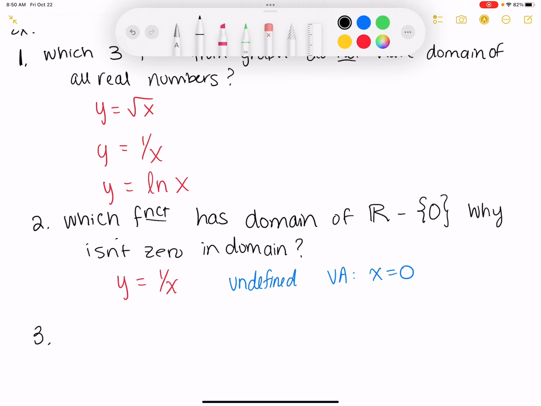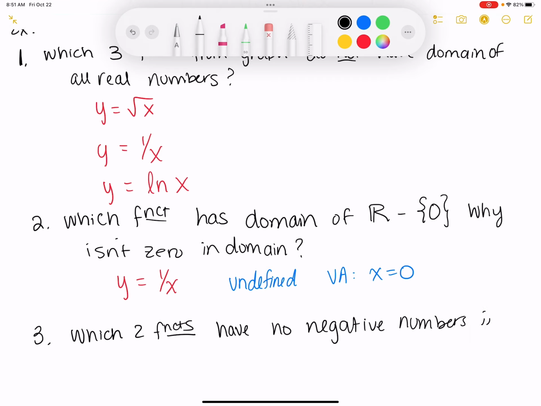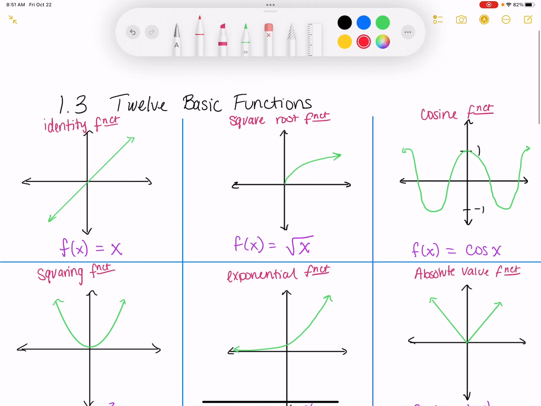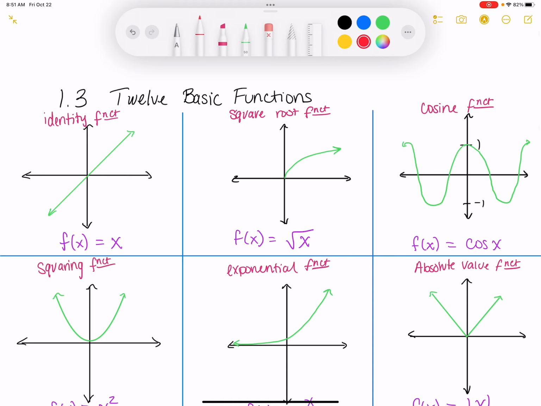So then, another hint, question 3 is going to come from question 1. Which two functions have no negative numbers in the domain? Square root of x and 1 over x, the ln x. Oh, never mind. I lied. y equals the square root of x and y equals the ln of x. Look at their graphs. The square root of x starts at 0 and goes out in the positive direction.